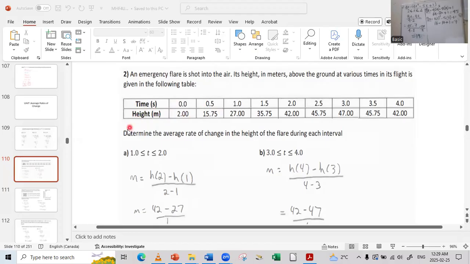Okay. So now we will determine the average rate of change in the height of the flare during each interval. I will do interval A and you guys will do interval B. Same thing, but we will change numbers only. So here, the interval I will do is between 1 and 2. Between 1 and 2. So let me see.